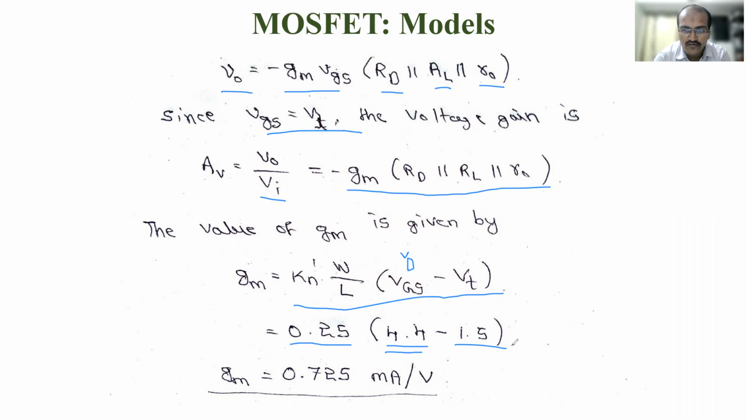So 4.4 minus 1.5, into 0.25, will give you the transconductance value as 0.725 milliamps per volt. Transconductance, right? Current per voltage ratio. That's why amps comes, then volt. And since milli is there in this problem, that milli also will come over here. So that is the answer. This is the first value, GM. Similarly, I want the R0 value here. Once I know it, I can calculate the voltage gain. So for that, I will go to the next slide, where I will determine the R0 value.